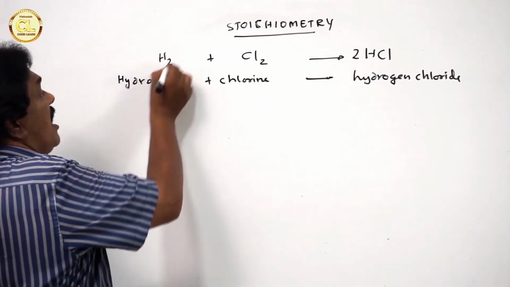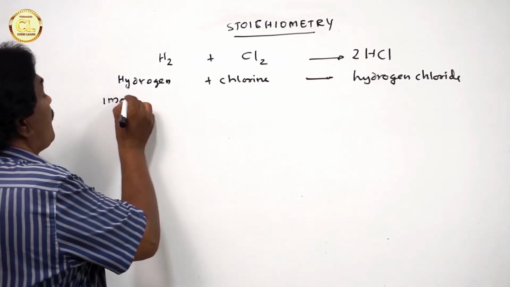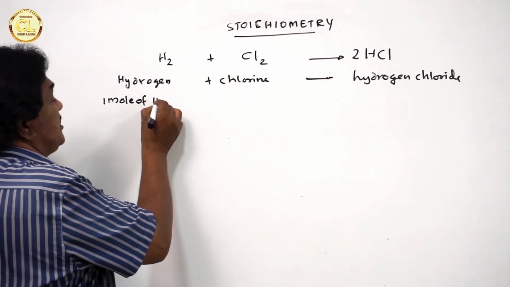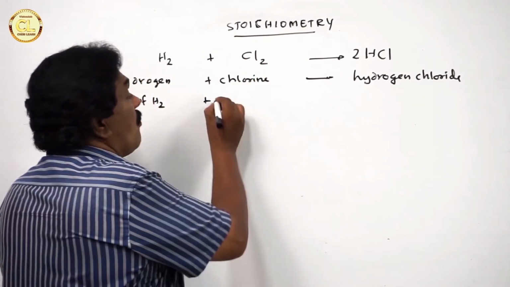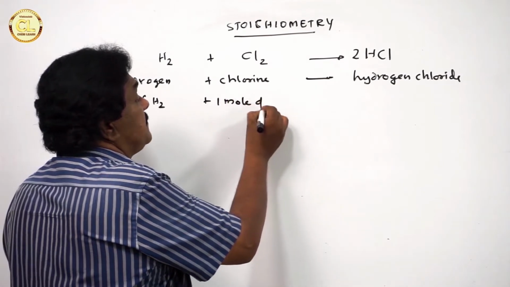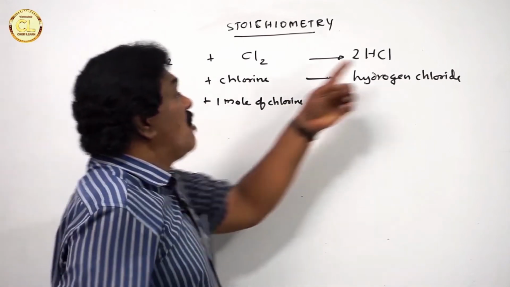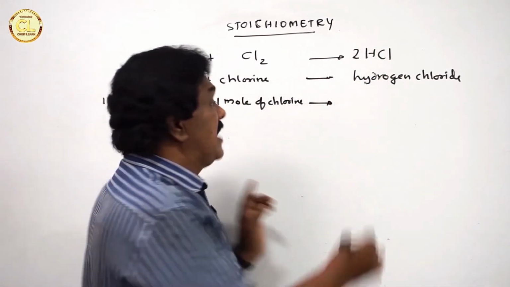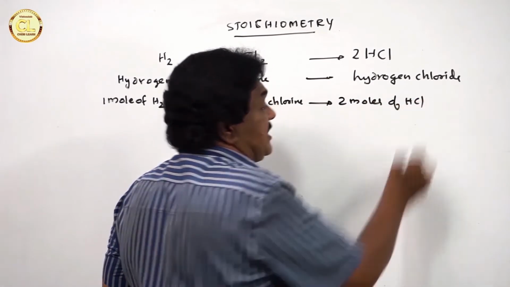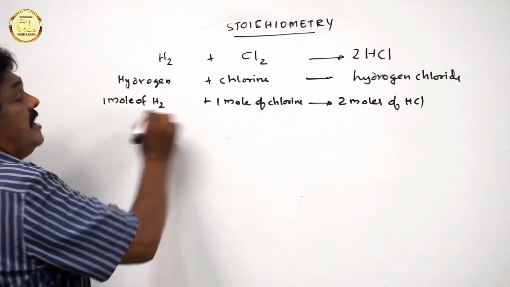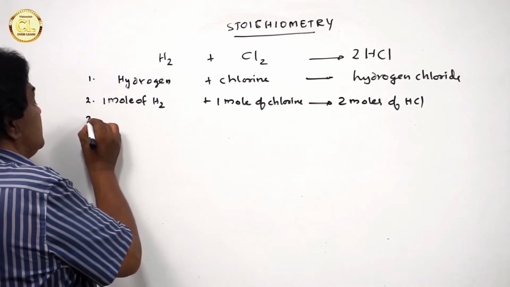See, the coefficient of H2 is 1. So, 1 mole of hydrogen plus, the coefficient of Cl2 is 1, so 1 mole of chlorine gives, the coefficient of HCl is 2, therefore 2 moles of hydrogen chloride. This is a quantitative meaning. This is the first meaning, this is the second meaning, this is the third meaning.